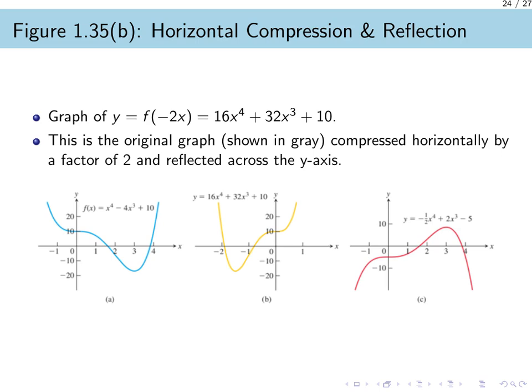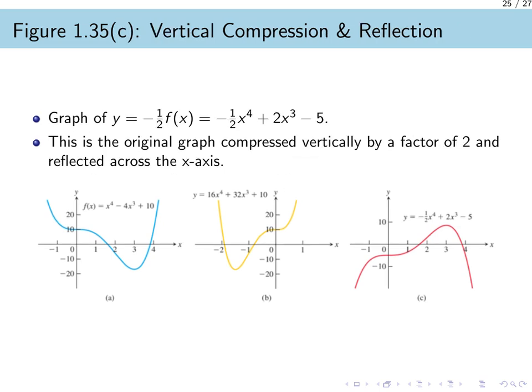This means our new function is y equals f of negative 2x, which expands to the quantity negative 2x to the power of 4 minus 4 times the quantity negative 2x cubed plus 10. After simplifying, this gives us the final equation shown on the graph. Y equals 16 times x to the 4th plus 32 times x cubed plus 10. Remember that all horizontal transformations are performed by changing the x value inside the function's parentheses.